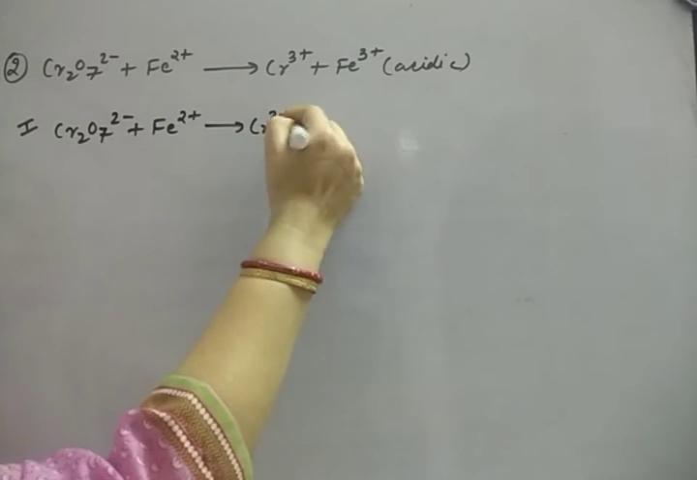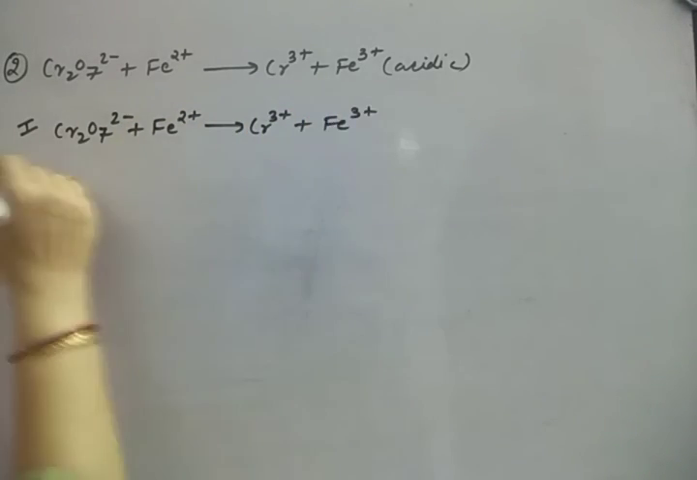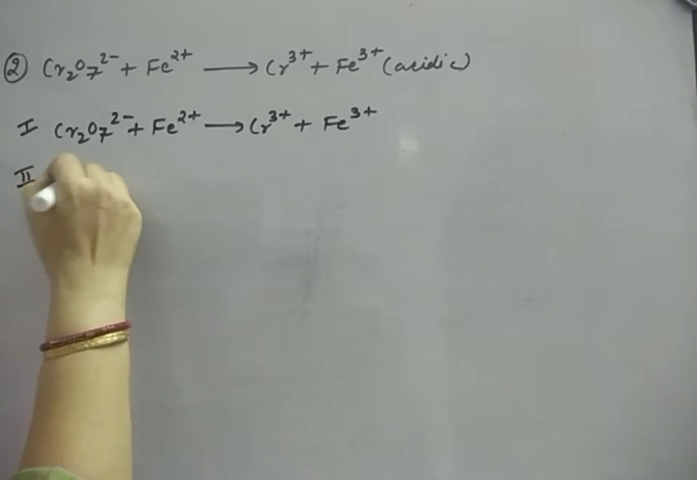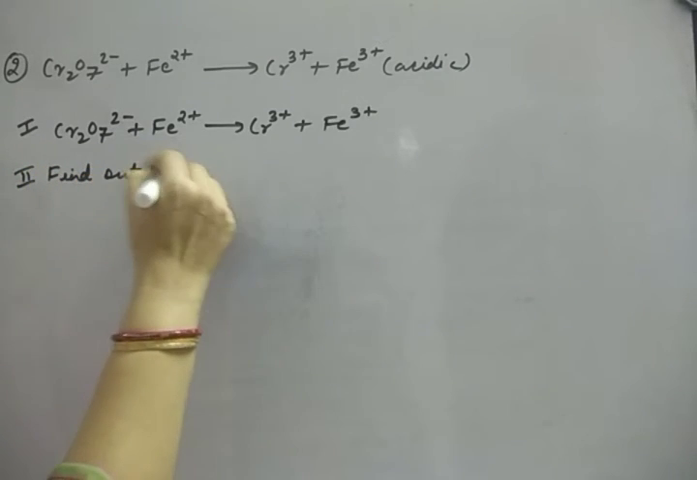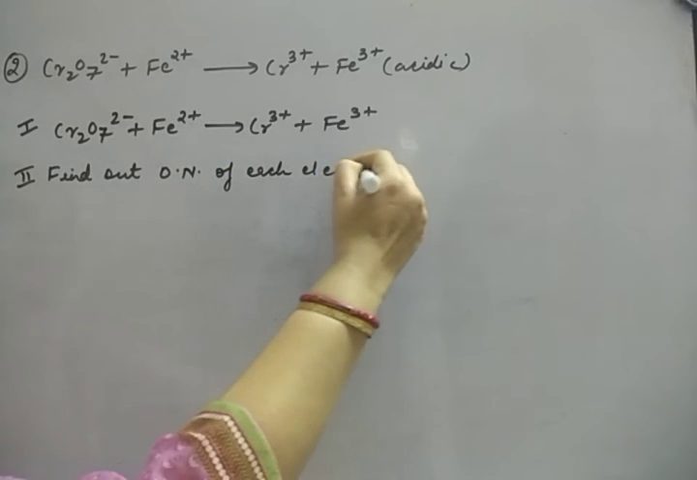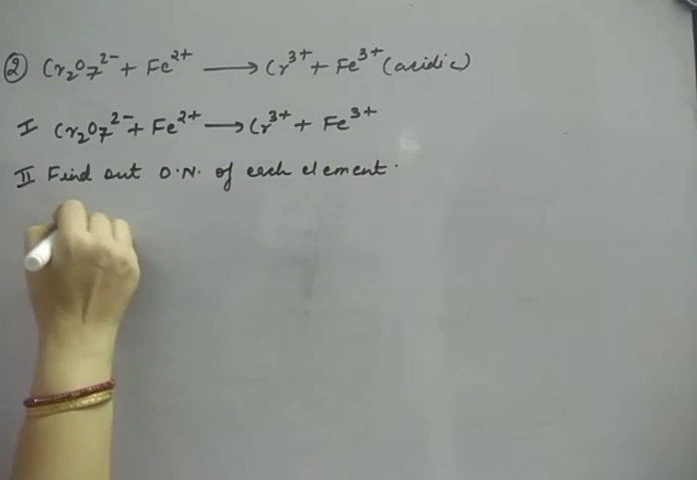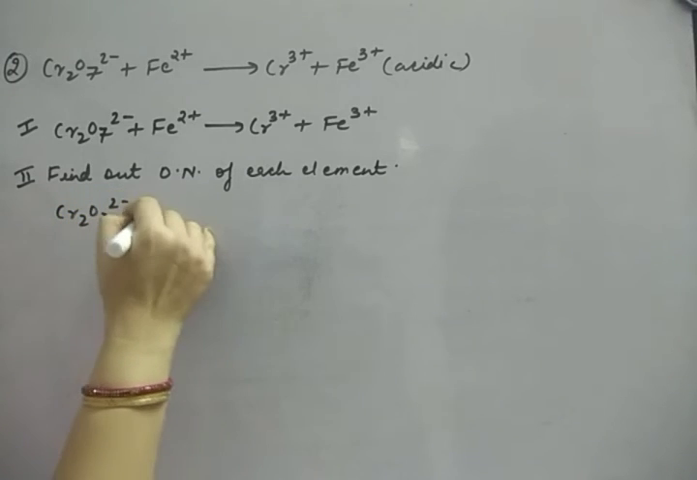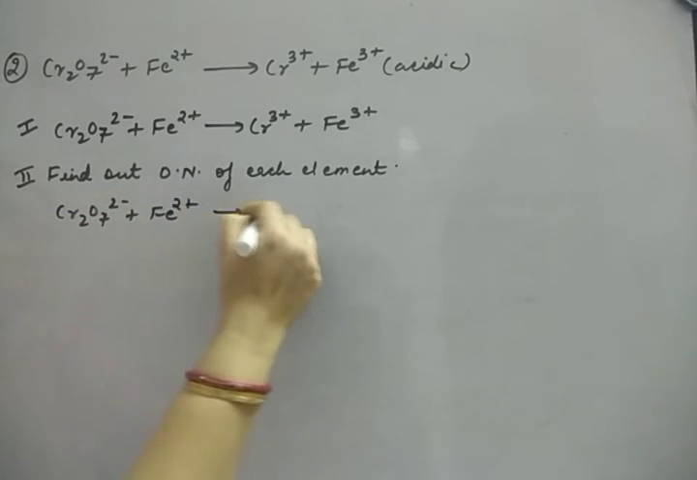Okay. Now the second step says to find out the oxidation number of each element. So we have to find out the oxidation number of each element, definitely that element whose oxidation state we don't know. Okay, so it is very clear.